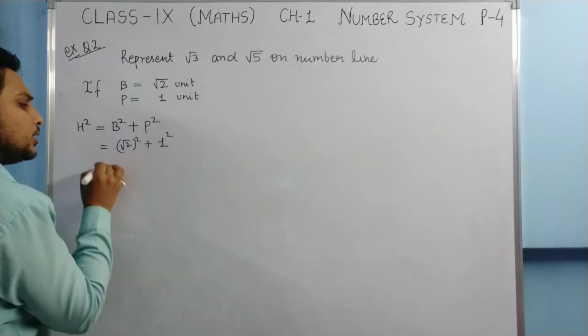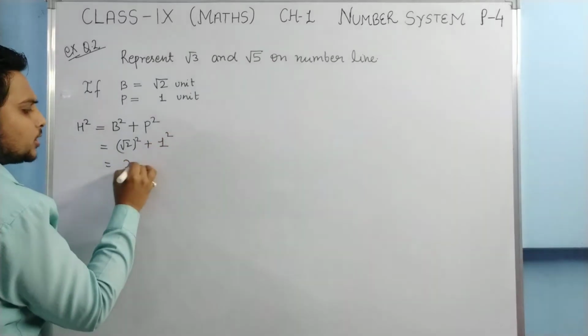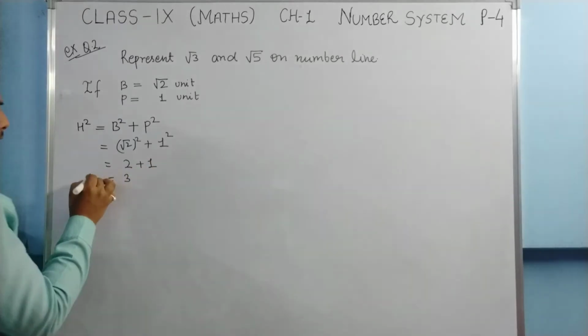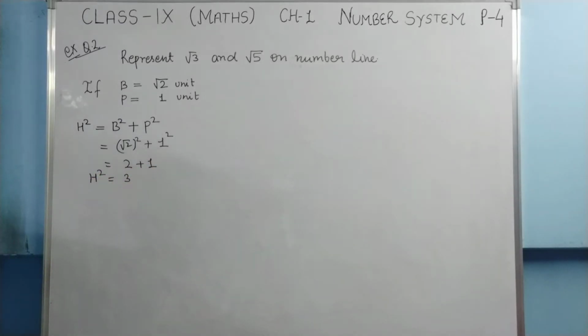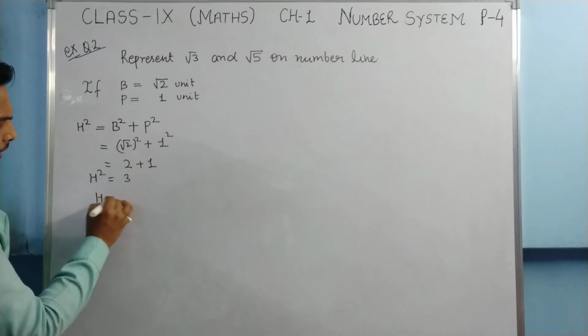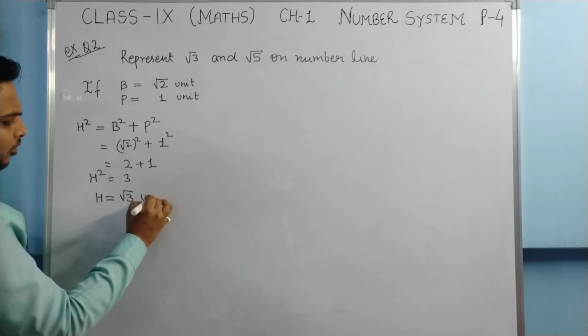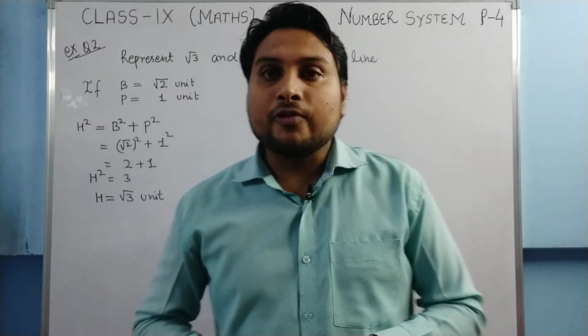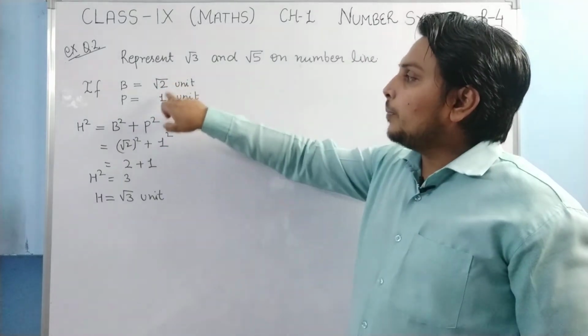1 square, under root 2 square means 2, 1 square means 1, 2 plus 1 is 3. So hypotenuse square is equal to 3. It means the value of hypotenuse will be what? The value of hypotenuse will be under root 3 unit.